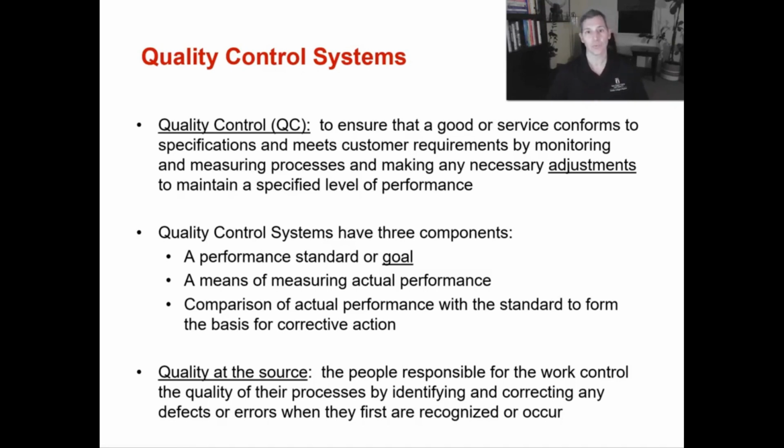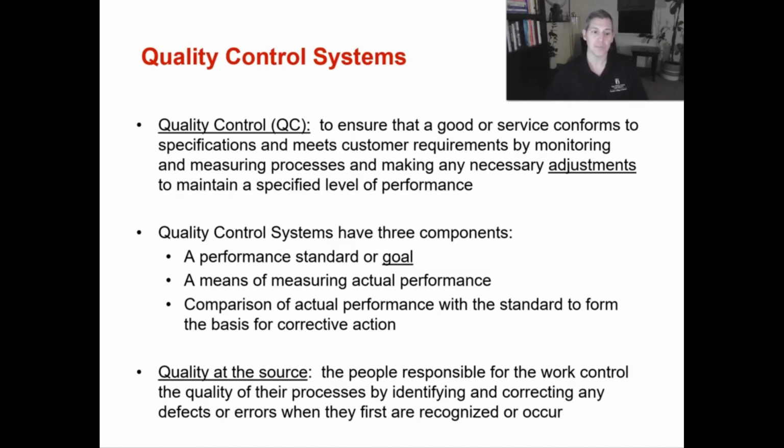Quality control systems have 3 goals. That's to perform a standard or a goal, so we want to get to a specified performance level. We've got to have a means for measuring our actual performance. If you recall earlier when I was saying all those different sayings, you can't manage what you can't measure. So you need a means for measuring actual performance, and a comparison of the actual performance with the standard to form the basis for corrective action. You need to know your benchmark and your actual performance so that you can actually take corrective measures.